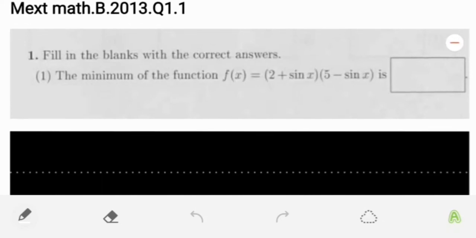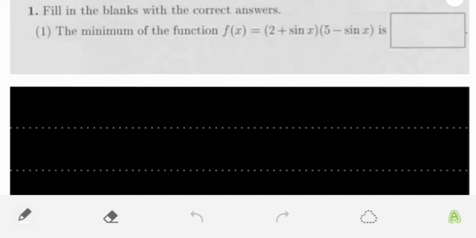Everyone. So we are going to solve Max exam Math B 2013 question 1.1. I already solved this question by giving an intuition to the answer before. Now we are going to solve it using calculus, derivatives, okay? So fill in the blank with the correct answer. Question 1.1, the minimum of the function f of x equals 2 sine of x.